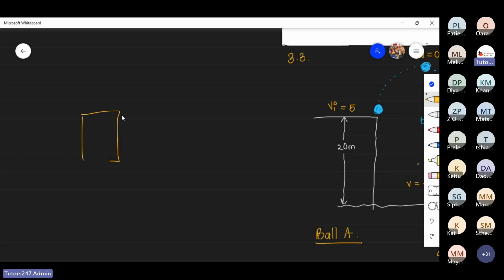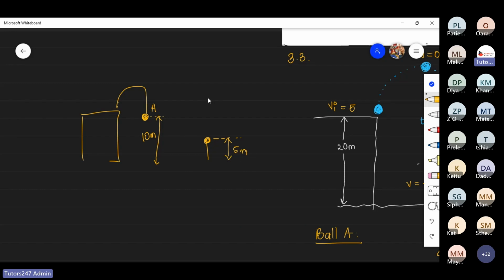So this is the bridge, right? My ball A, we've stated, is there. Ball B, we've stated, is over here. I'm going to calculate the height. So let's say ball A is 10 meters above the ground. And then let's state that I've calculated that ball B is 5 meters above the ground.